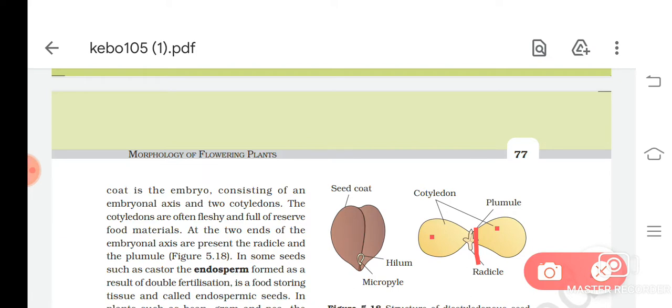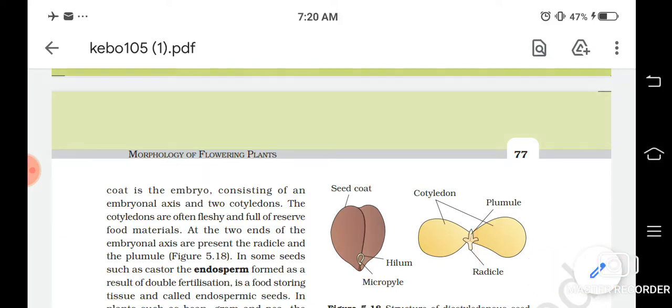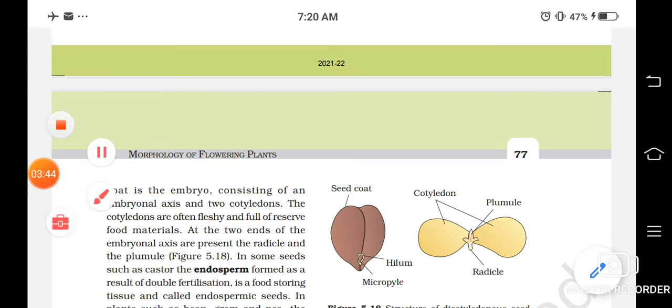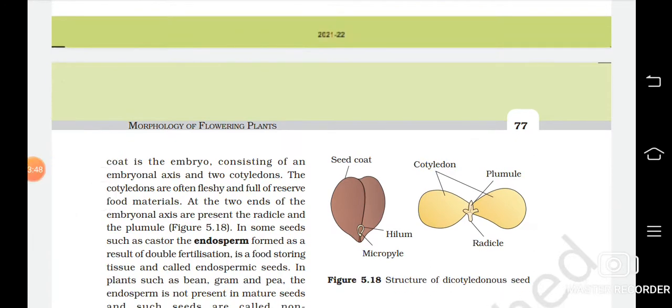And then I told there is one embryonal axis. In the embryonal axis, one end contains a structure known as plumule, and the other end contains the radicle. So radicle is actually giving rise to the roots, and plumule will give rise to the shoot.